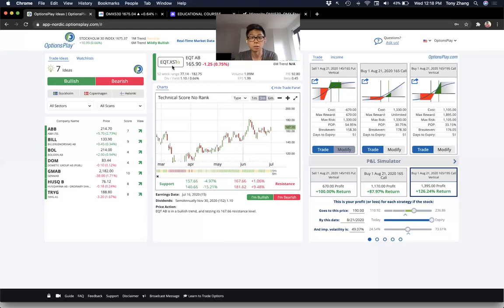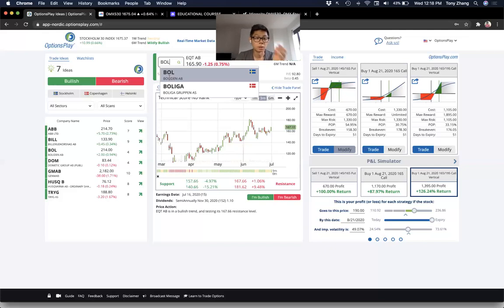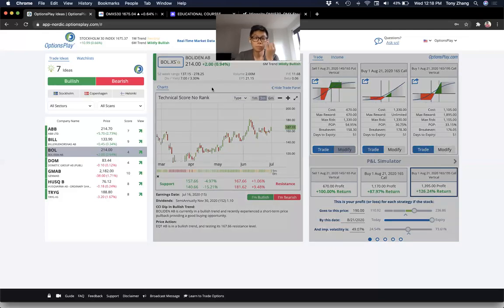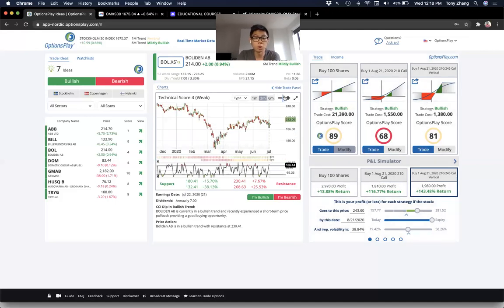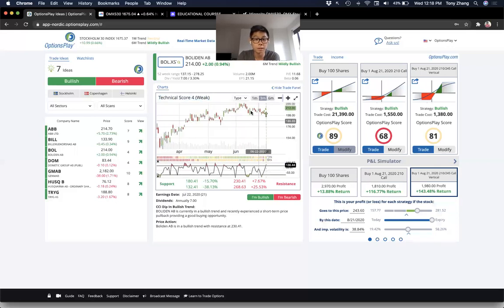Let's take a look at this BOL. I looked at this the other day. Now, this chart looks much similar to the OMX S30, and notice the technical score here is 4. So much more in line with the market. It is starting to push a little bit higher, but it's still fairly neutral.